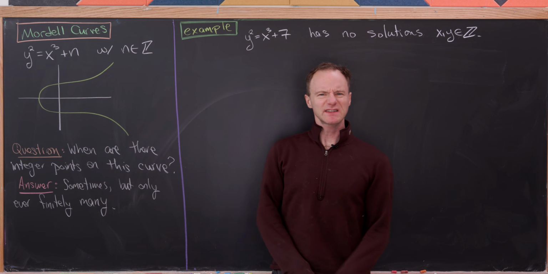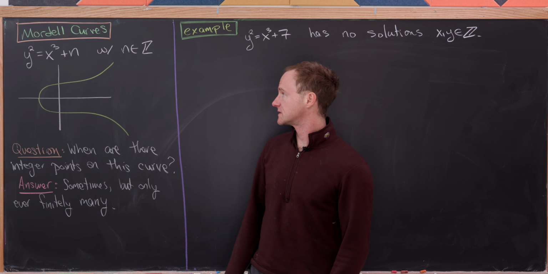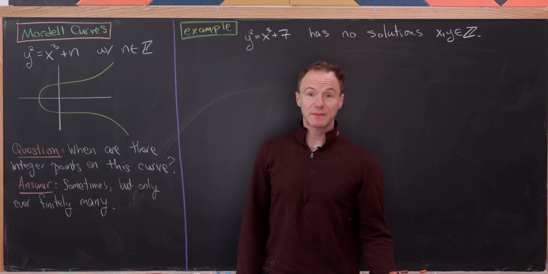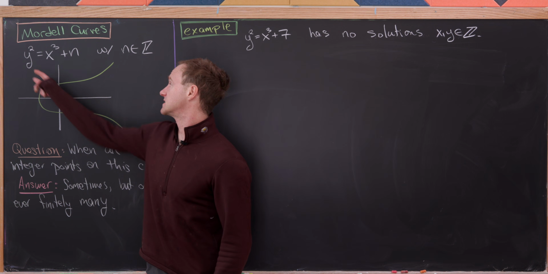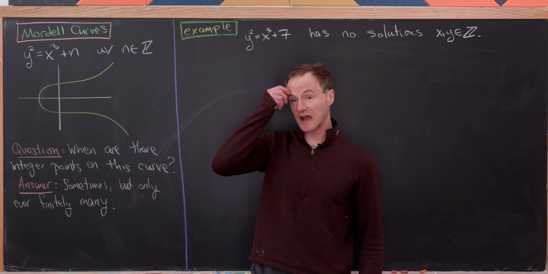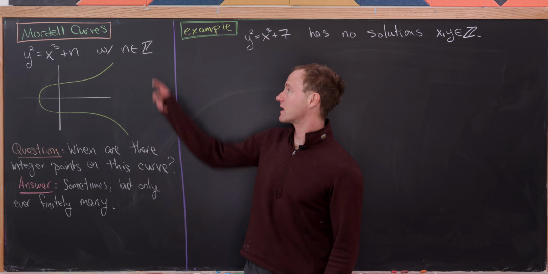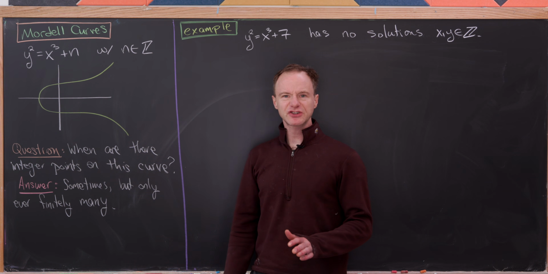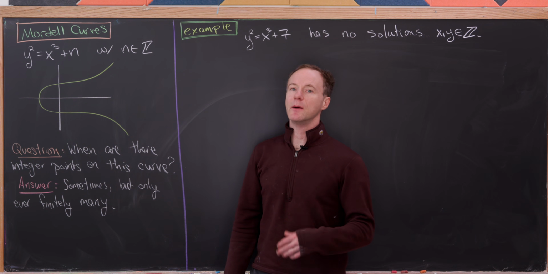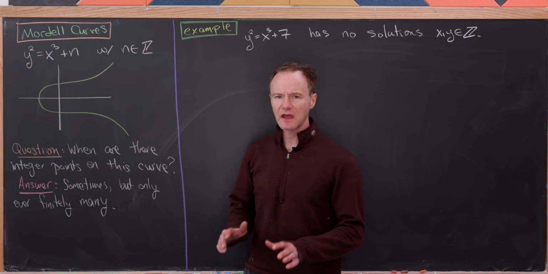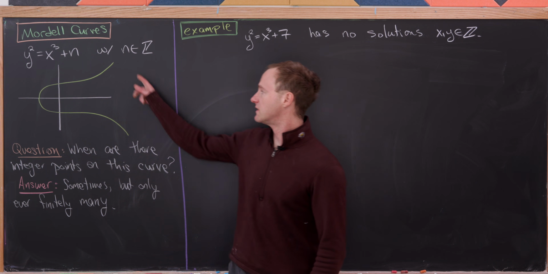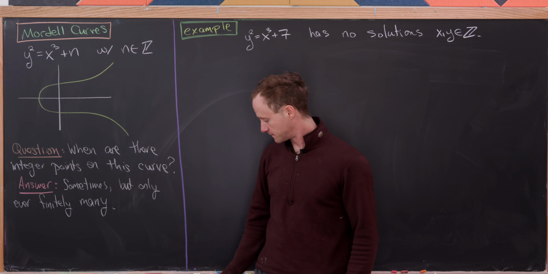Okay, so let's look at what a Mordell curve is. Well, at least one special type of curve like this is of the form y squared equals x cubed plus n, where n is an integer. Now, the shape of these curves will obviously depend a bit on the value of n, but they all have the general shape that looks like this graph over here.